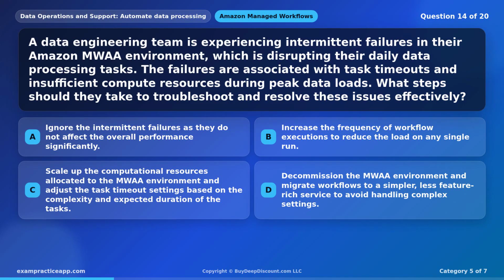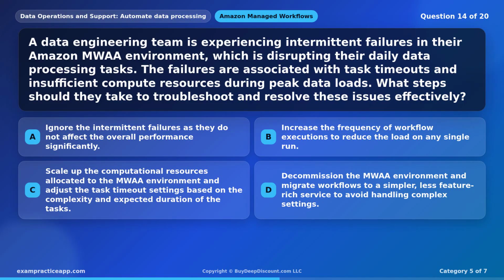Option A, ignore the intermittent failures as they do not affect the overall performance significantly. Option B, increase the frequency of workflow executions to reduce the load on any single run. Option C, scale up the computational resources allocated to the MWAA environment and adjust the task timeout settings based on the complexity and expected duration of the tasks. Option D, decommission the MWAA environment and migrate workflows to a simpler, less feature-rich service to avoid handling complex settings. Take a moment to choose your answer.